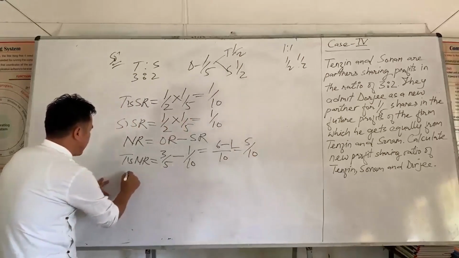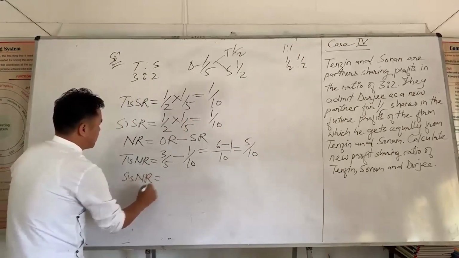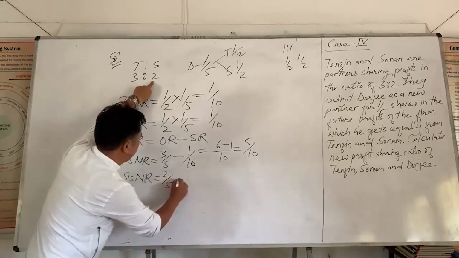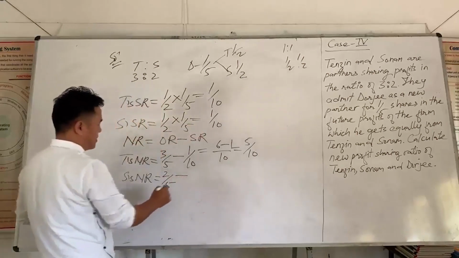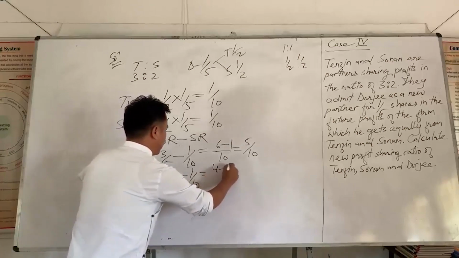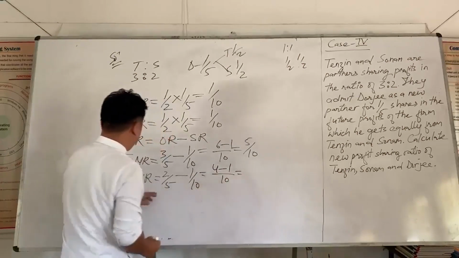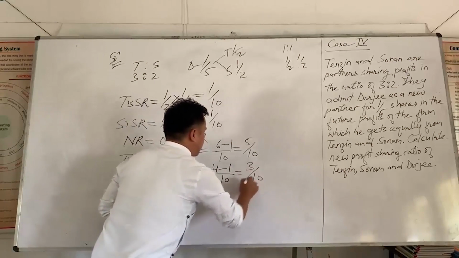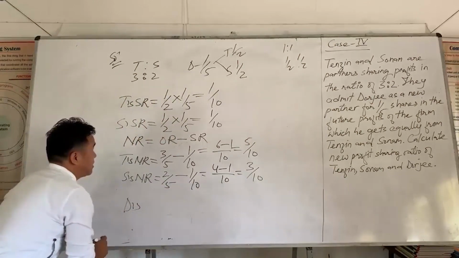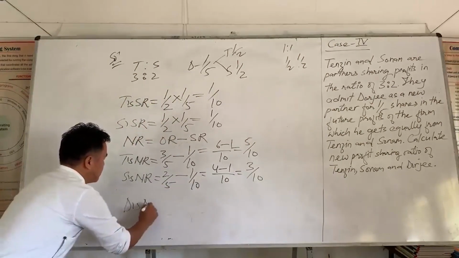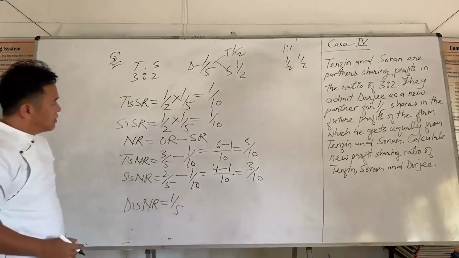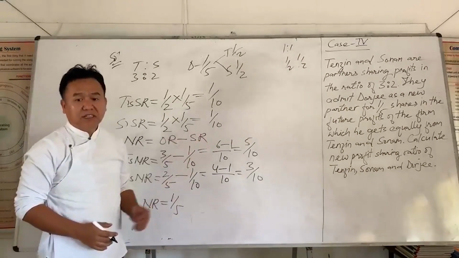Now we are going to find S's new ratio. What is S's old ratio? S's old ratio is 2/5 minus, what is S's sacrifice ratio, which is 1/10. So here we got how much? 4 minus 1 by 10. So S's new ratio is 3/10. So what is the new ratio of D? Since we don't have to find this, since it is given in the question, this new ratio is 1/5.